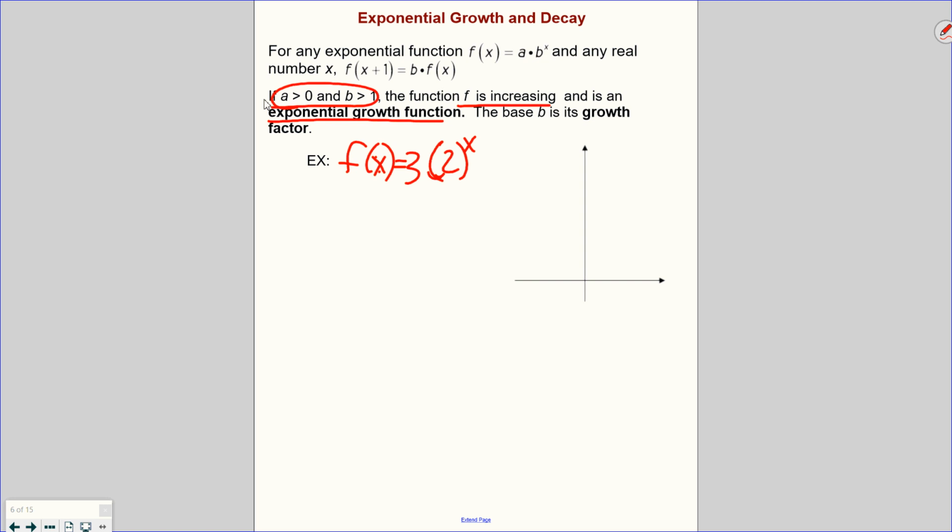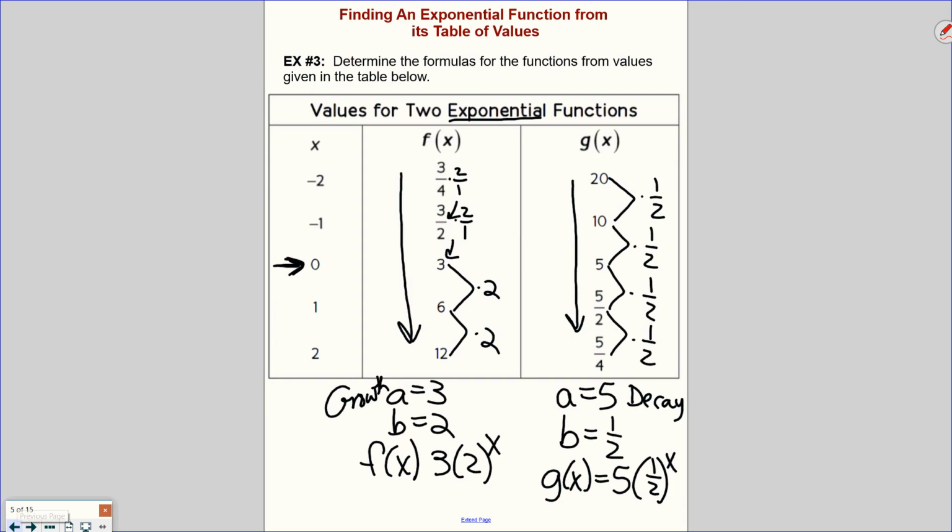Well, we have some points that we can plot because we just did this problem. So the initial value was (0, 3). So it started here at 3. And then if we look at some numbers from the table, at 1 we got 6, at 2 we had 12.